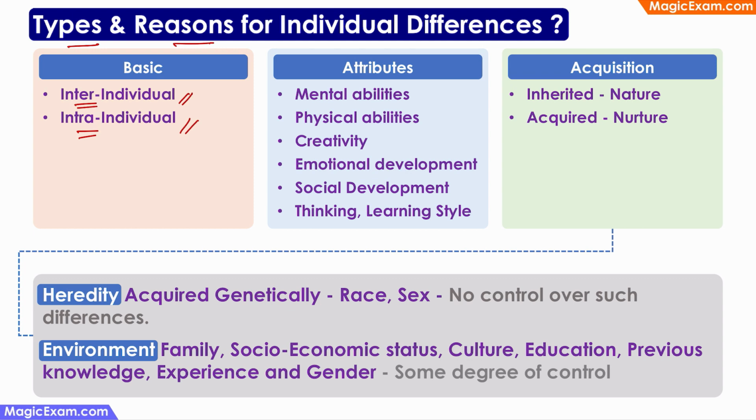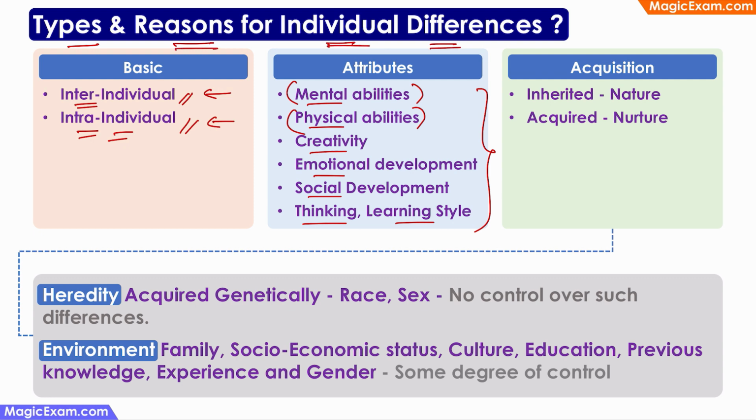And where can we find these individual differences? We can find them in the mental abilities, in physical abilities, in creativity, emotional development, social development, thinking or learning style. So we can find differences between all these different types of attributes. These can be differences between two children, or these can be differences within the same child. That is, a child might have very good mental abilities, whereas the same child might have very poor physical abilities. So that is intra-individual.